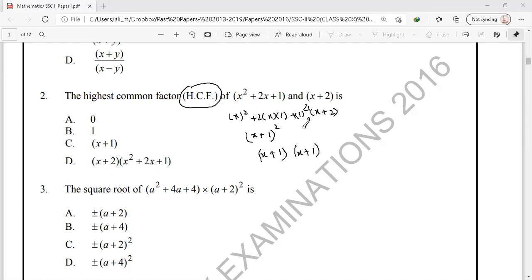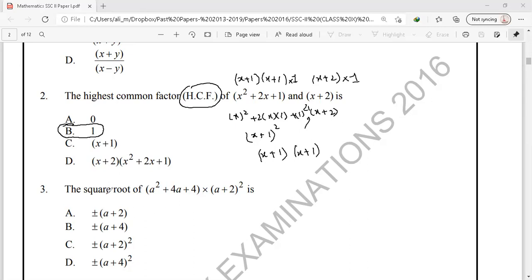So the factors we have for these two expressions are x plus 1, x plus 1 and x plus 2. So as we can see, there is no factor common between them. Whenever there is no factor that is common, 1 is always the common factor among all expressions. So the correct answer for this question number 2 is option B, 1.